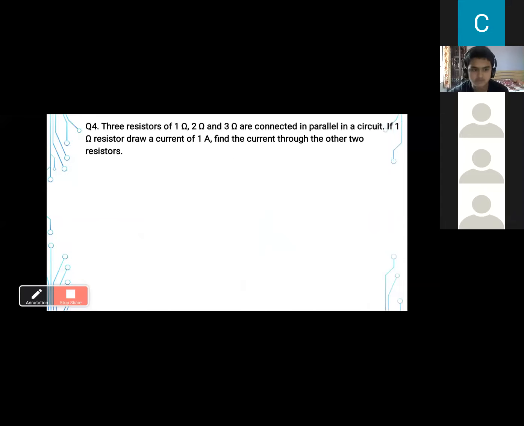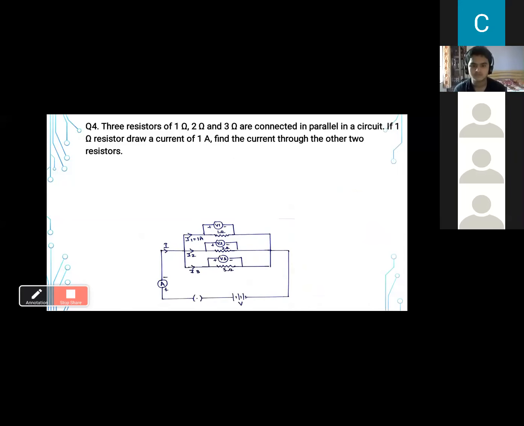Okay, ma'am. Now coming to the next one. Three resistors, 1 ohm, 2 ohm, 3 ohm are connected in parallel in a circuit. If the 1 ohm resistor draws a current of 1 ampere, find the current through the other 2 resistors. Okay. So we again will draw a circuit diagram here. Similar circuit diagram, 1 ohm, 2 ohm, 3 ohm are in parallel, ammeter in series. Total voltage I don't know, that's why I've written V here.